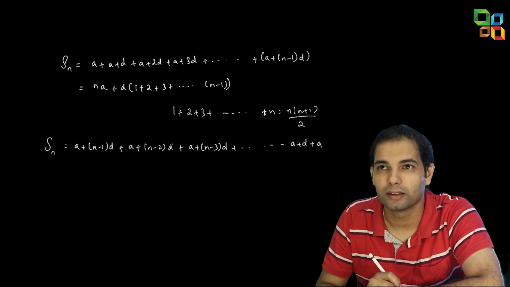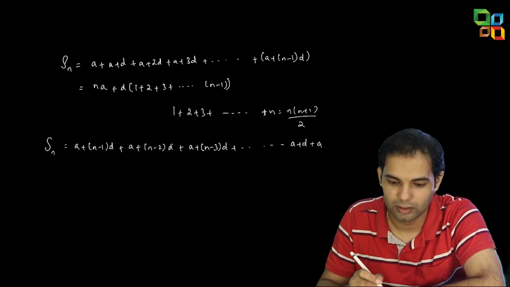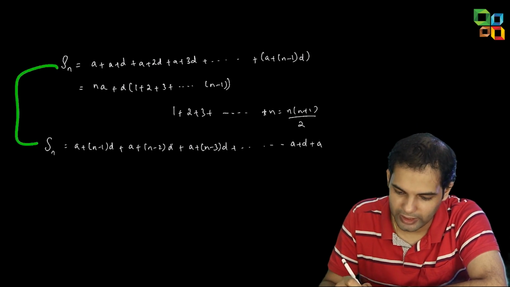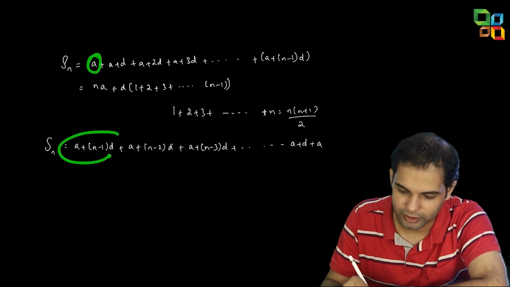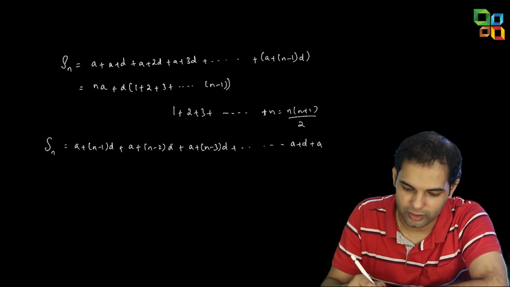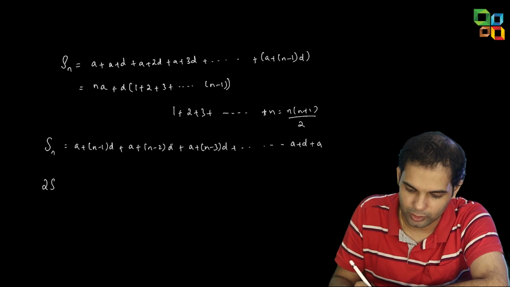Okay. What next? Okay, add them. Add these two, right? How do we add? We add the first term here and the first term here. Both are the same sequence. So if I add on the right hand side, I'll get Sn plus Sn. So 2Sn.